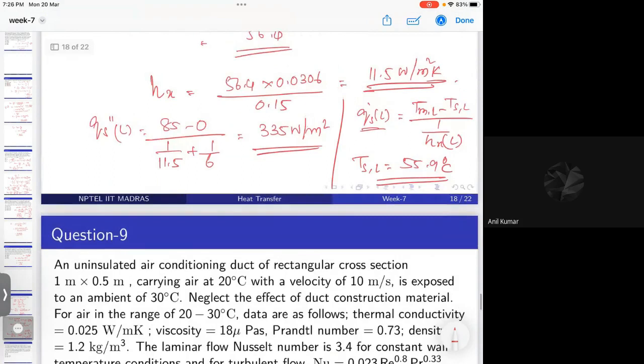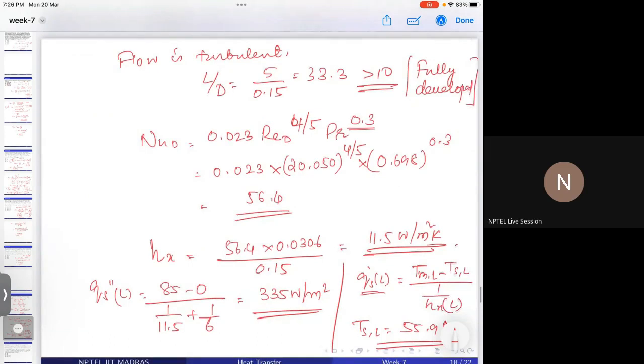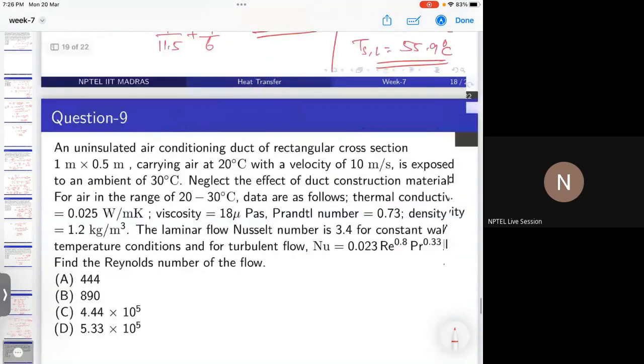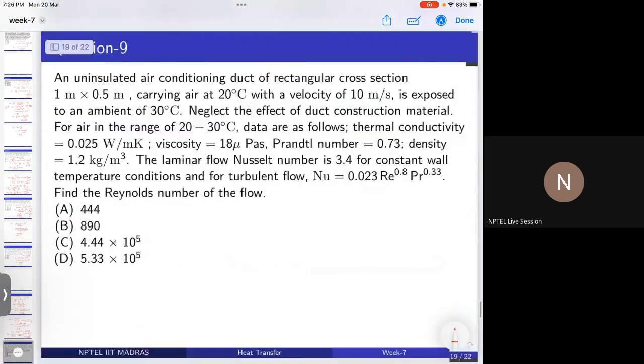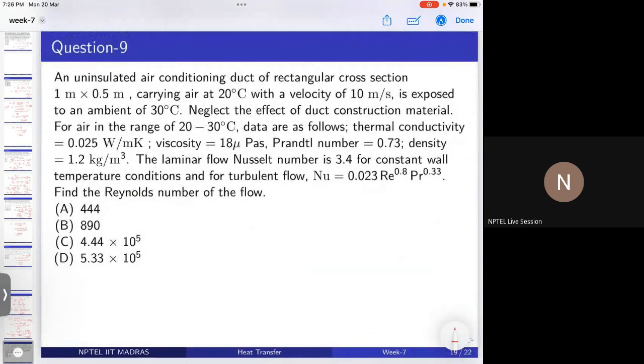Sir, here we are using hD by k, so this D will be the hydraulic diameter? Yeah, hydraulic diameter. Okay. Okay, let's move on to the next question.